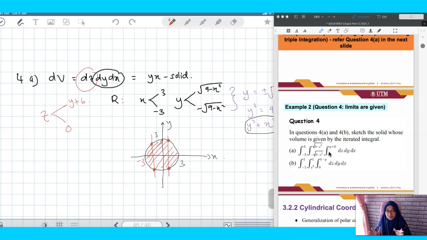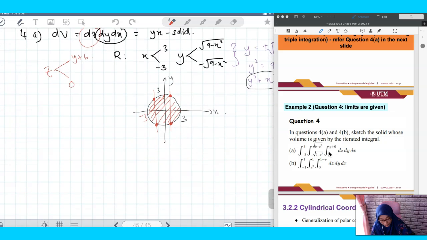Now you can imagine you have something lying on the xy plane, and you are standing on the xy plane. Your lower bound is 0, meaning you are standing right on the floor where z is equal to 0. And then who is covering you? The surface covering you is the surface of y plus 6. So now we want to sketch z equal to y plus 6.